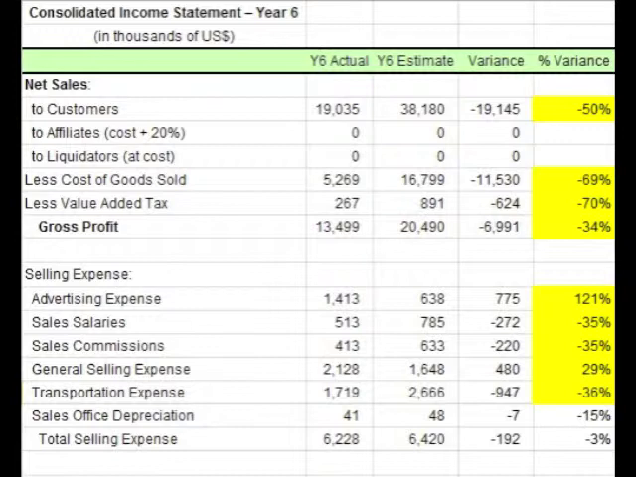The following variances, sales salaries, sales commission, and transportation expense, had a variance of 35%, which was caused by our misunderstanding of the constant fluctuation of the peso. We estimated the foreign exchange rate to be much higher during the course of year 6.